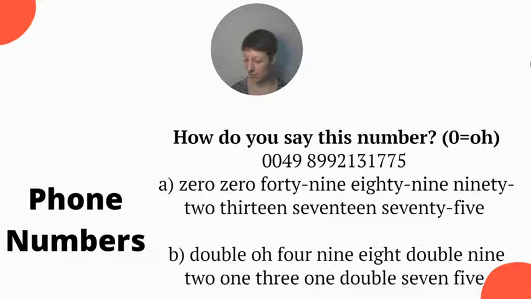Right, now let's talk about phone numbers. So when we have a 0 in a phone number, we can call it O. We often call it O. And if we have 2 zeros, we might call it double O. So looking at this phone number, what is the correct way to say it?